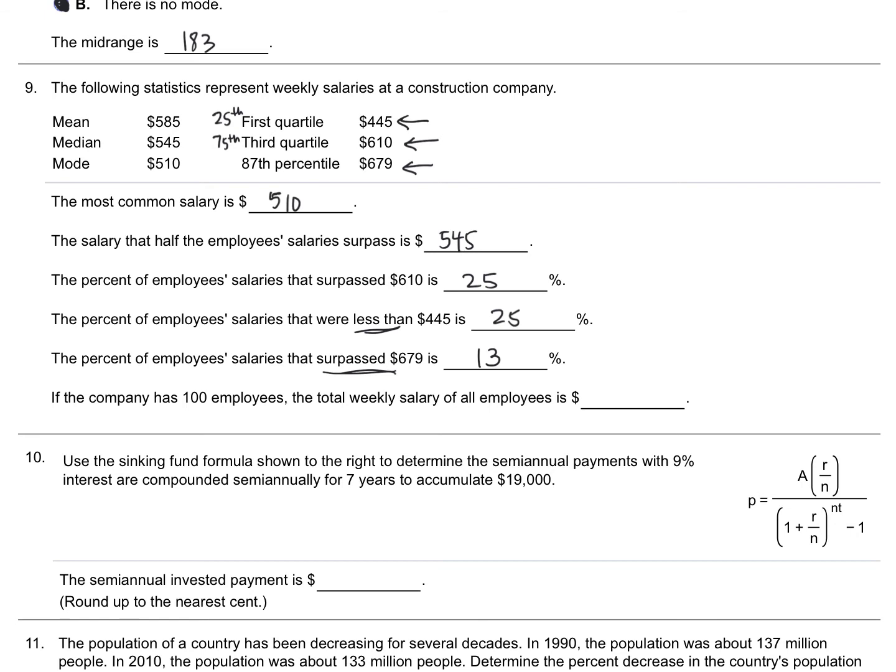Finally, if the company has 100 employees, the total weekly salary of all employees is, this is where you want to use the mean. So the mean is the average amount that each employee earns. You find that by adding up all the salaries and dividing it by the number of employees. So this is the average. All you need to do then is multiply the mean, which is 585, times the number of employees that are there, and that will give you the total weekly salary that the company pays for all the employees. So that'll be $58,500.